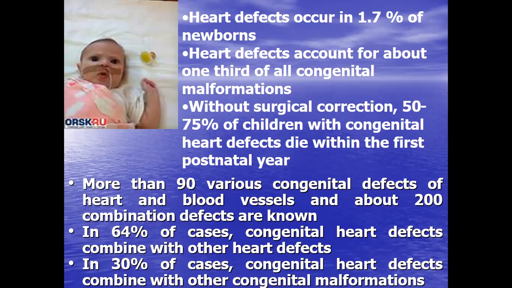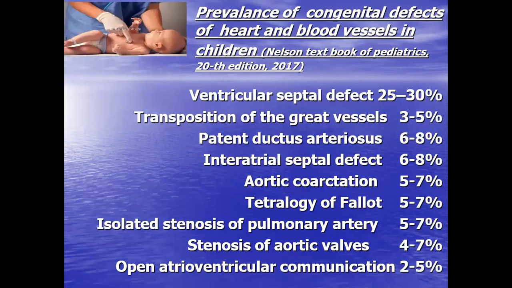On this picture, you can see the prevalence of congenital defects of the heart and the blood vessels in children according to Nelson Textbook of Pediatrics. And I would like to tell you that ventricular septal defect occurs more often than others.